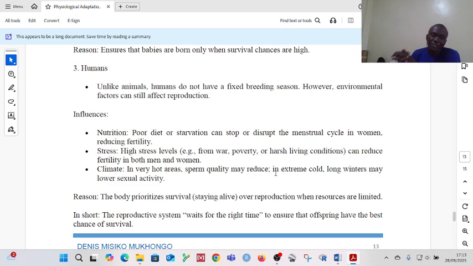Okay? So in short, the reproductive system can wait for the right time to ensure that when offspring are brought forth, they have the best chance of survival. So those are the adaptations that can happen within the reproductive system, so that offspring are born only when their chances of survival are highest.